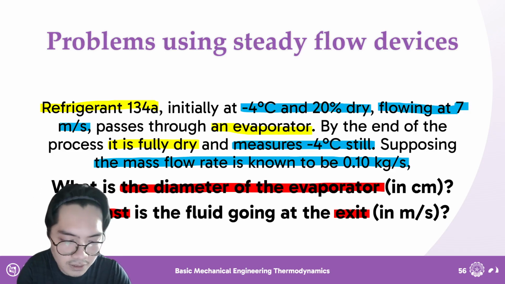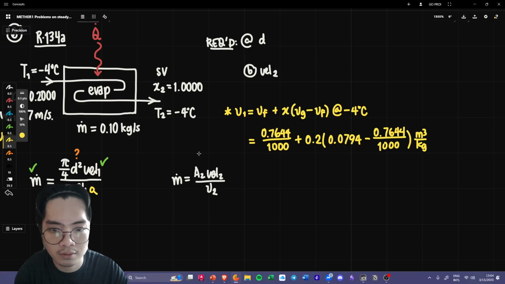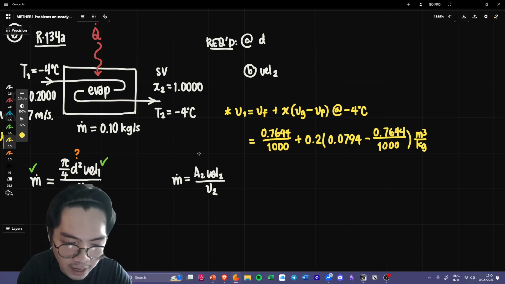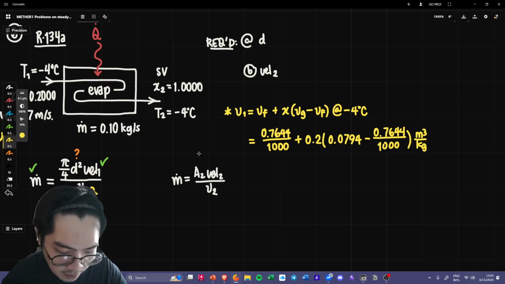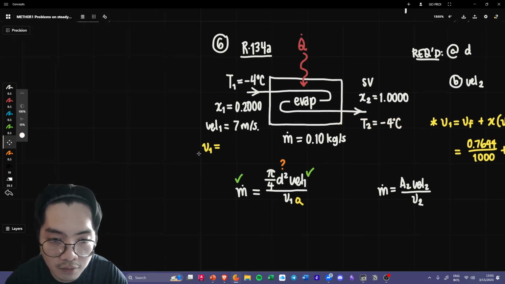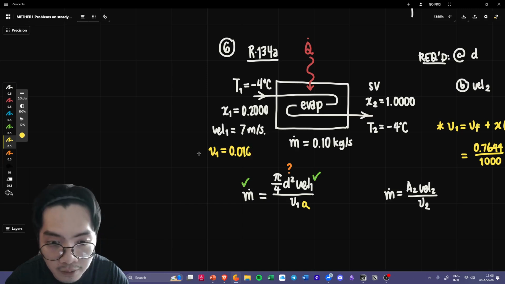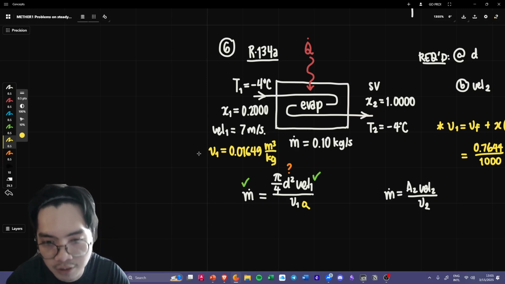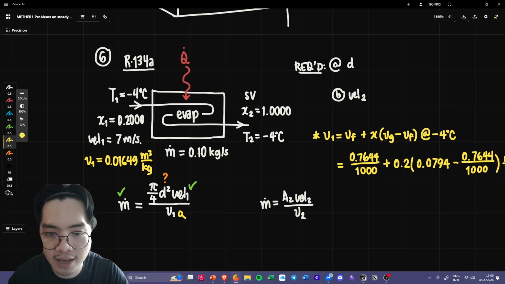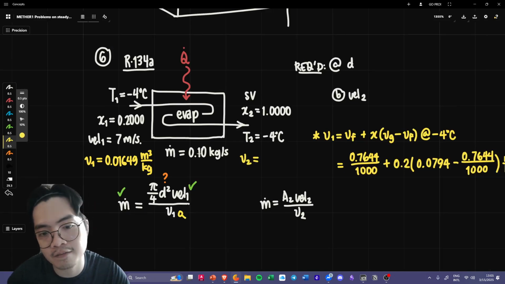Okay. 0.7644 over 1,000. Oh, sorry. Plus 0.2 times 0.0794 minus 0.7644 divided by 1,000. That gives us a value of, I will do a lot of decimal places here, 0.01649, just as a way for me to retain accuracy or precision, right? V1.